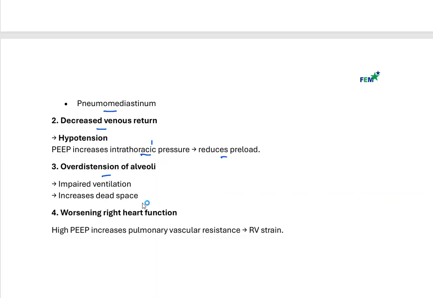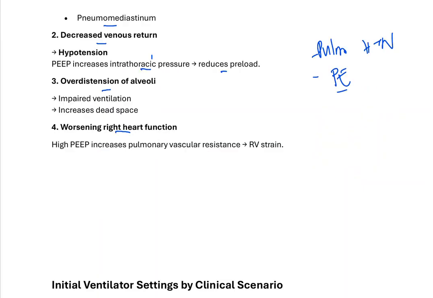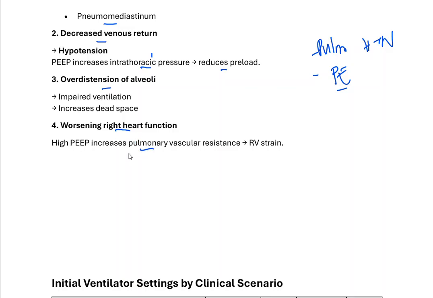And then lastly, it could worsen right heart function, because if you put somebody on higher PEEP, that will increase the right-sided afterload, and that could lead to right ventricular what? Strain. And this could be bad if a patient has underlying pulmonary hypertension, or a massive pulmonary embolism, whereby they already have increased right-sided afterload. By putting them on higher PEEP, that could make it worse, right? So don't forget.